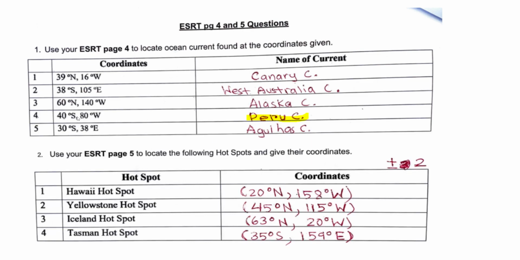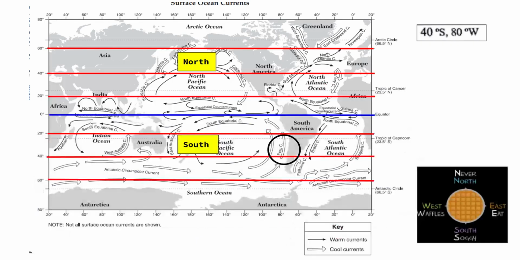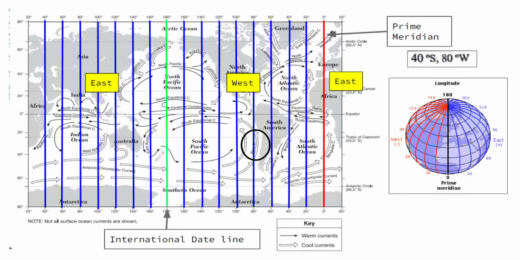Next, Peru Sea is 40 degrees south of the equator. So here's Peru Sea. It's around 40 degrees south of the equator, and it's 80 degrees west of the prime meridian. So here's the prime meridian. Peru Sea is around 80 degrees west of the prime meridian.